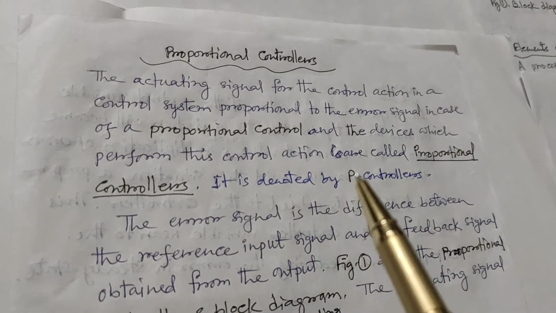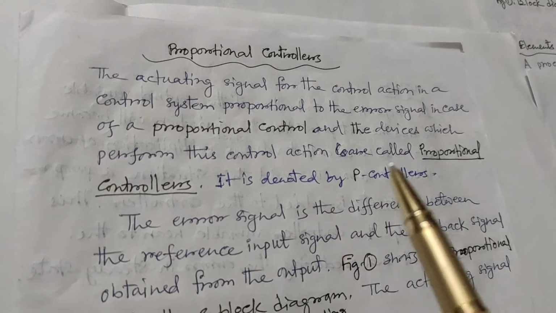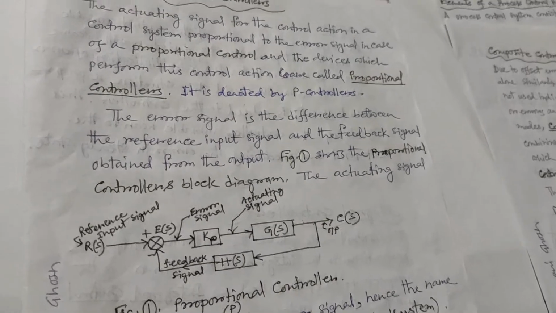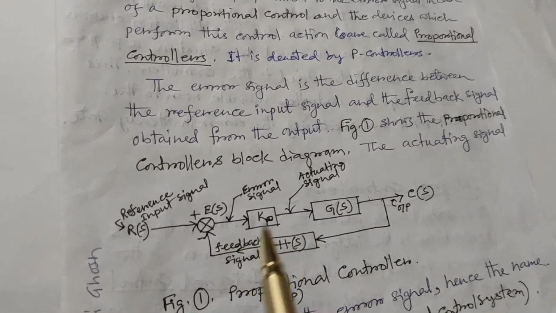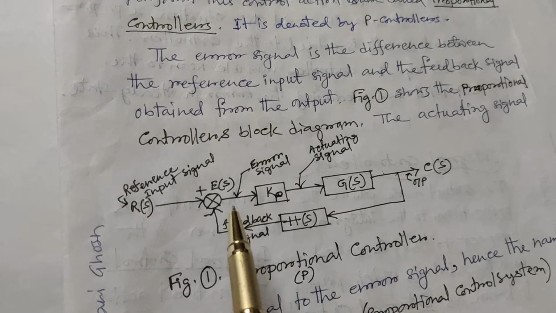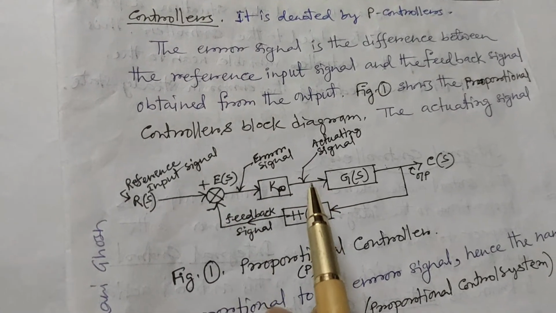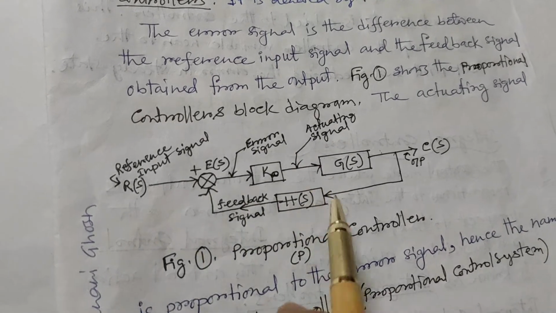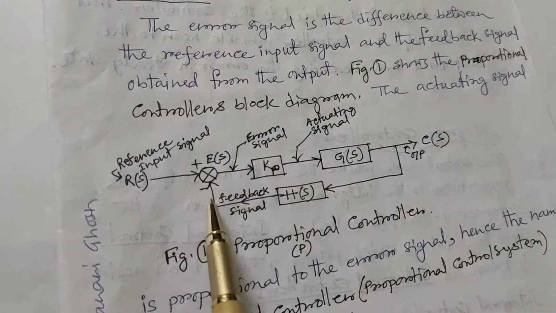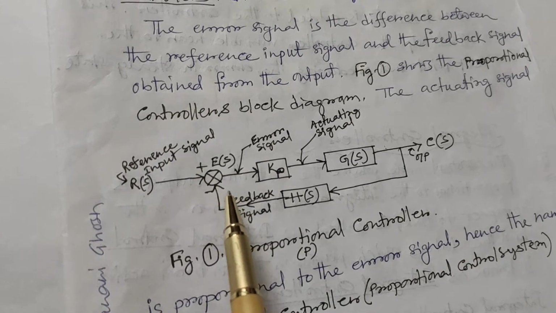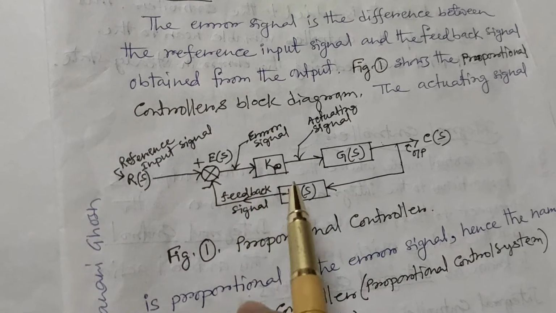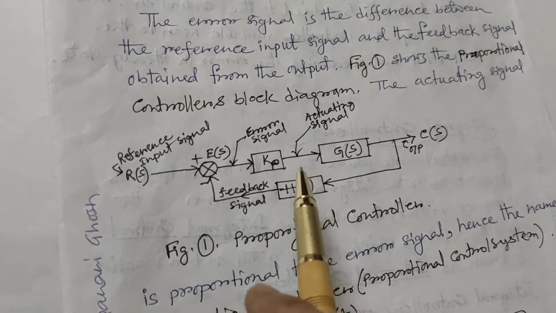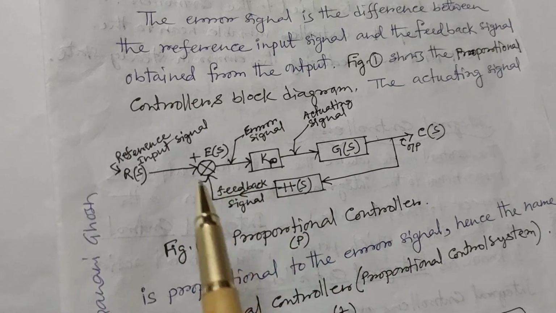Today I am going to present my lecture about proportional controllers. Now, what are proportional controllers? This is the block diagram of proportional controllers. The actuating signal for the control action in a control system is proportional to the error signal. The devices are called proportional controllers, and the action is called proportional control.